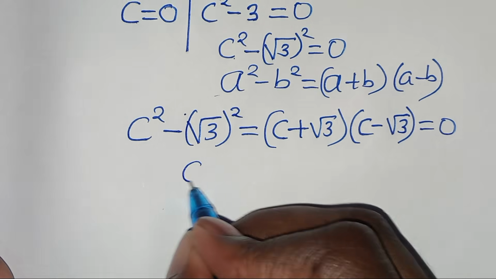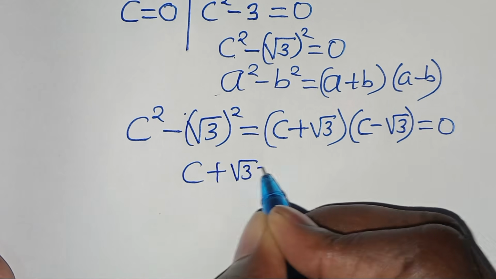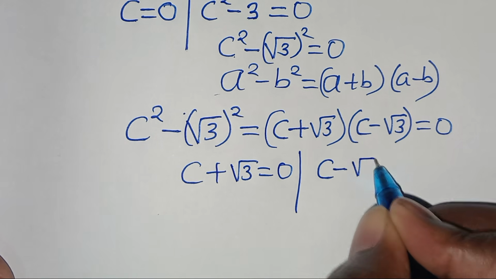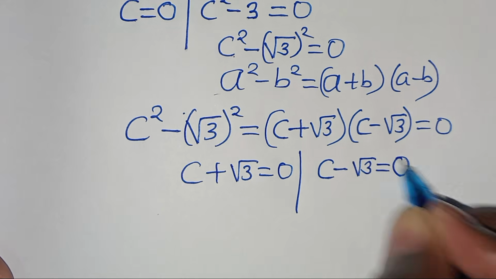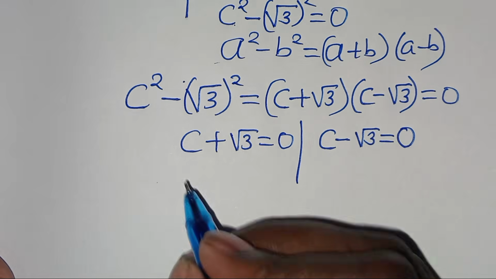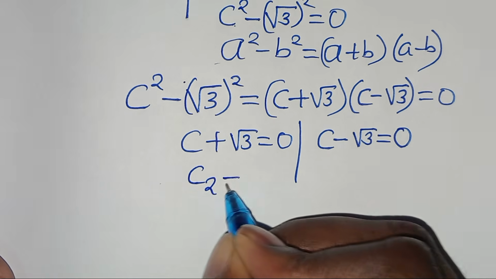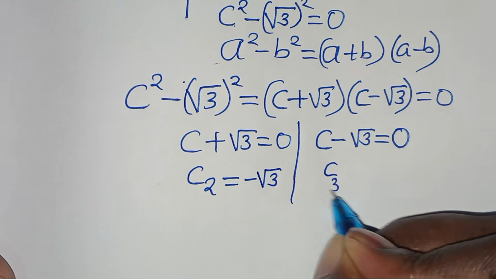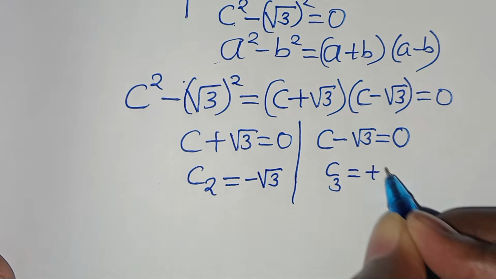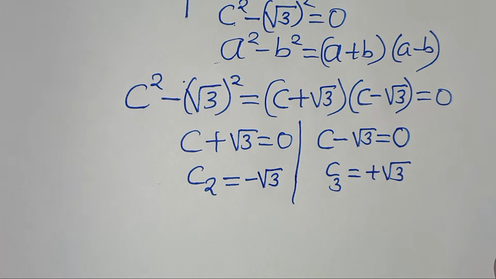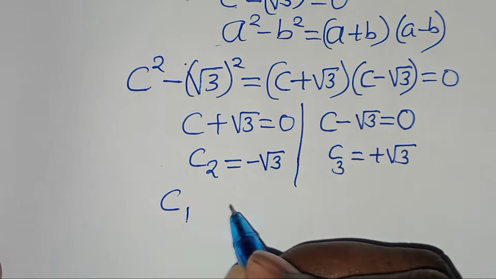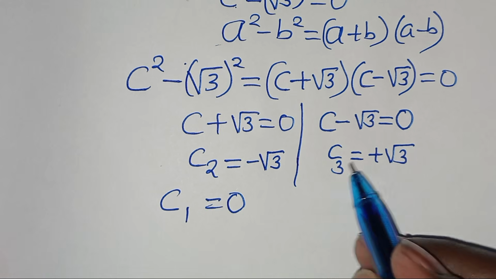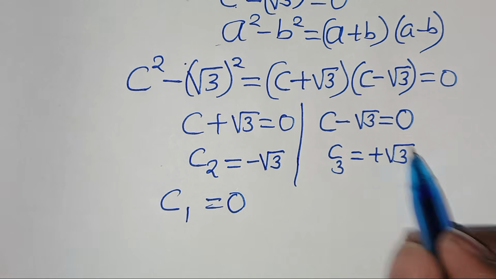So we have c plus square root of 3 equal to 0, then we have c minus square root of 3 equal to 0. So here we have c2 equal to negative square root of 3, and we have c3 equal to plus square root of 3. So we have c1 is equal to 0, c2 is equal to negative square root of 3, and c3 is equal to positive square root of 3.